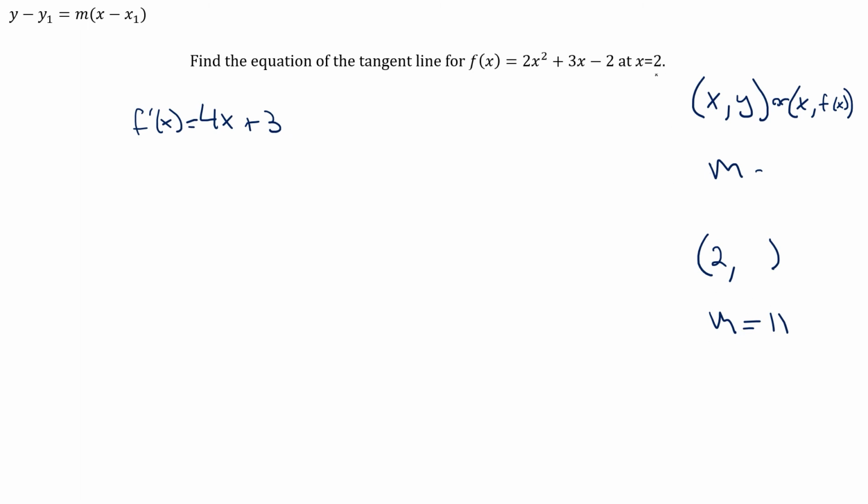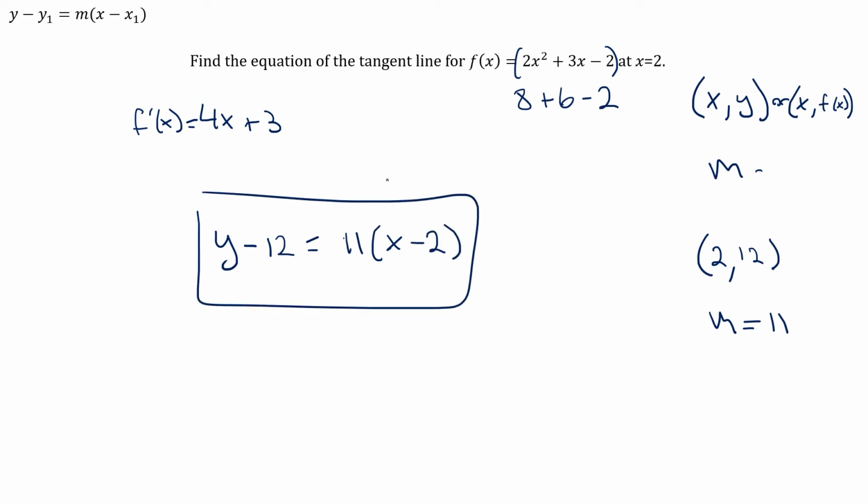Now we need to plug that 2 into the original equation to get the other coordinate of this ordered pair. So we plug in 2 here. We're going to get 2 times 4 is 8, plus 6 minus 2, which is 12. So the point is 2, 12, and our whole equation is going to be y minus 12, which is our y1, equals 11, which is our m, times x minus x1, which is 2.